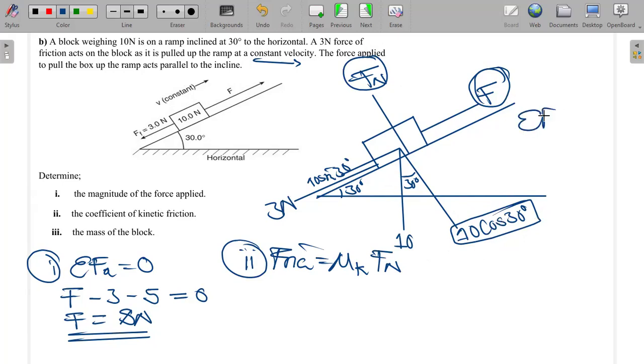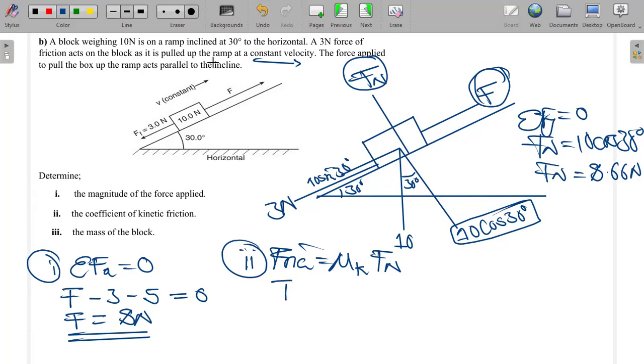Because if we say summation of forces in the y is equal to 0, that means the normal force should be equal to 10 cos 30 degrees. So that means my normal force here will be equal to, find the value of 10 cos 30. 10 cos 30 is 8.66. 8.66 newtons. So that is the normal force.